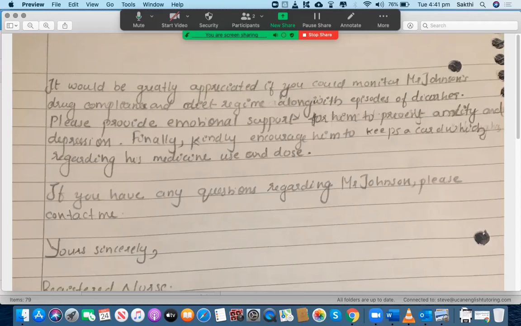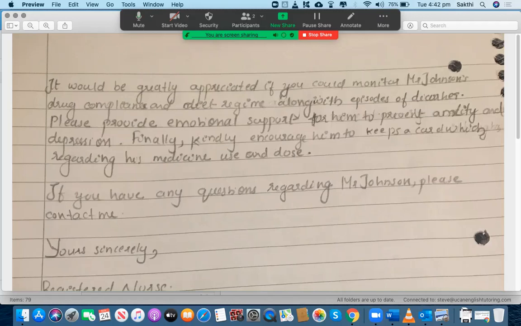Maybe we'll go through the case notes and we'll get to know that. But "keeps a card regarding", maybe you don't need to mention this. Encourage him to keep a card, maybe for his medicine use and dose. You can remove "which" and "regarding"; they can be removed. Instead of "which regarding", you can replace these two words with "for": for his medicine use and dose.